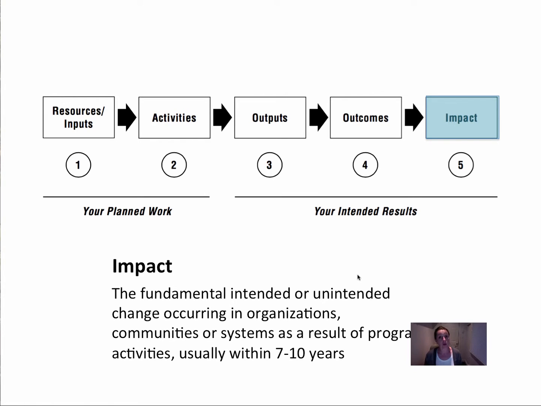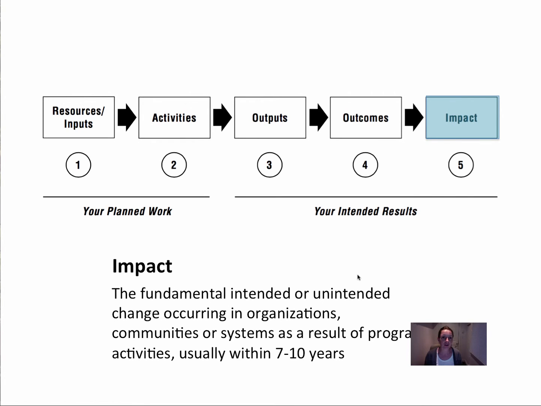An impact, according to Kellogg, is the fundamental intended or unintended change occurring in organizations, communities, or systems as a result of program activities. So when Kellogg uses the term impact, they are not only moving from a time frame, from outcomes which were short and long term to impacts which are even longer term, much stickier, but also they're moving to a systems level. They're moving from individuals to a system.